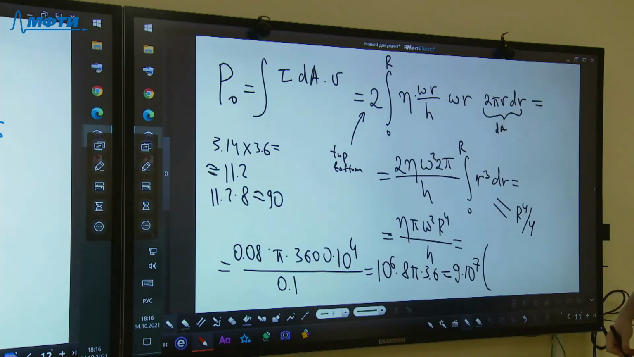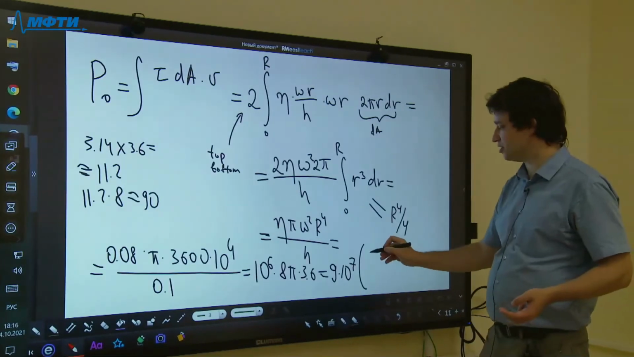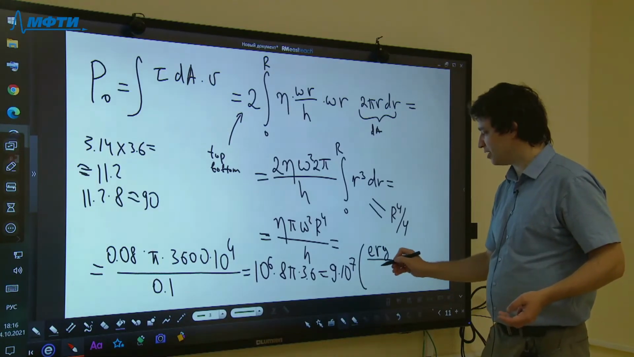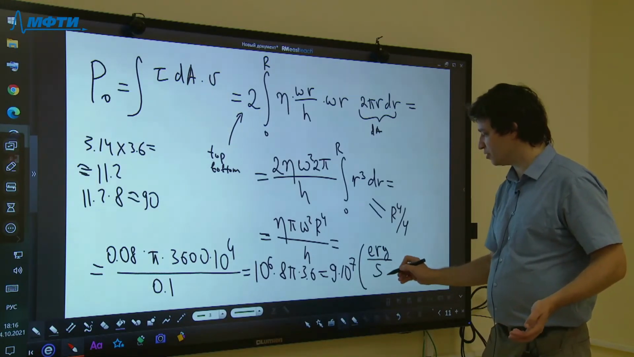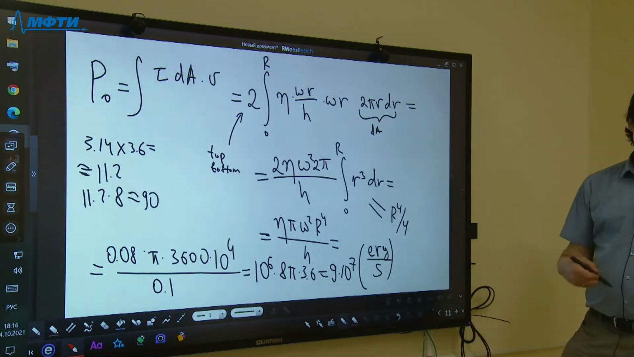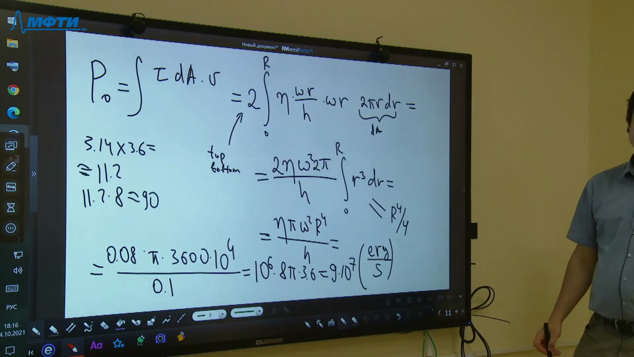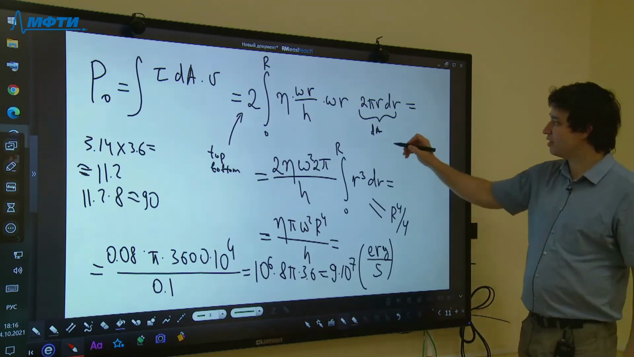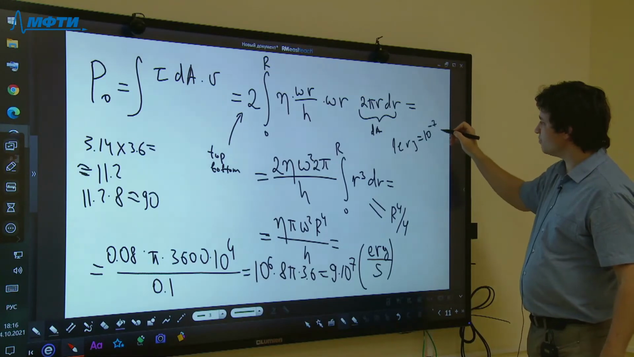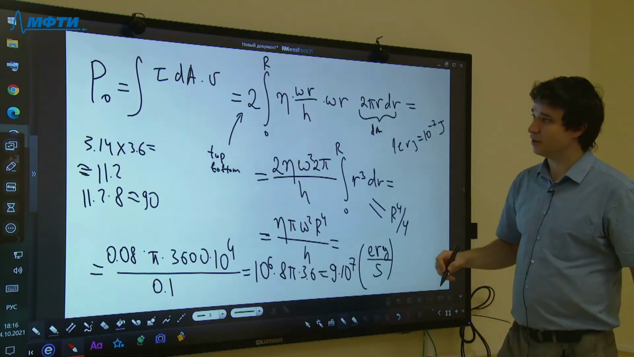Okay, what would be CGS units of power? Energy is measured in erg. Power is measured by energy over the second, so erg per second. Well, if I want to convert it into SI units, I need to remember that 1 erg is probably 10 to the minus 7 of joule. Let me show this.